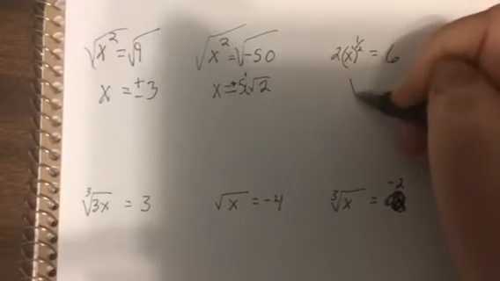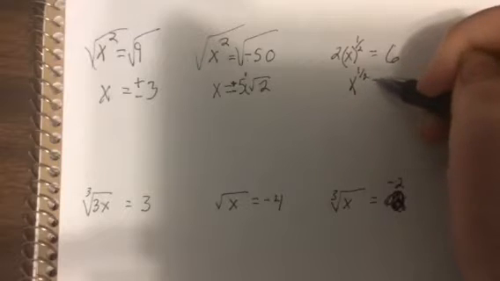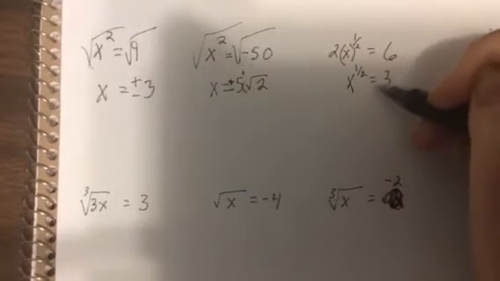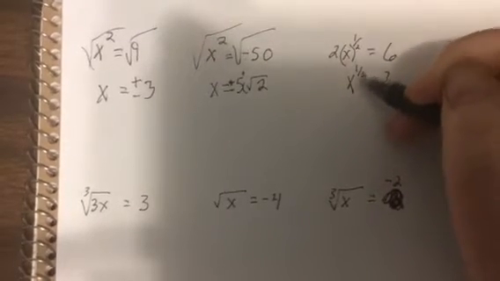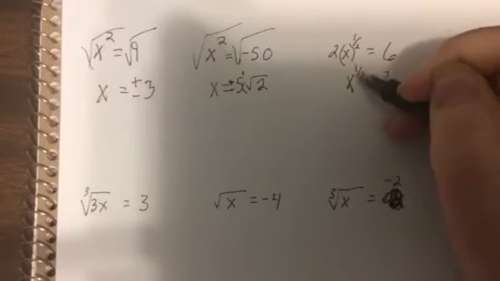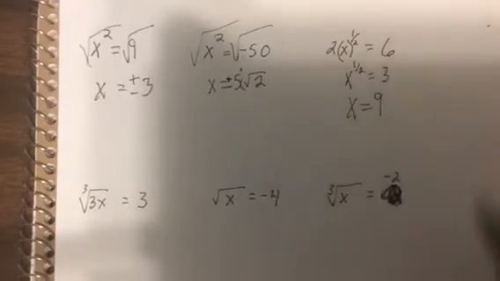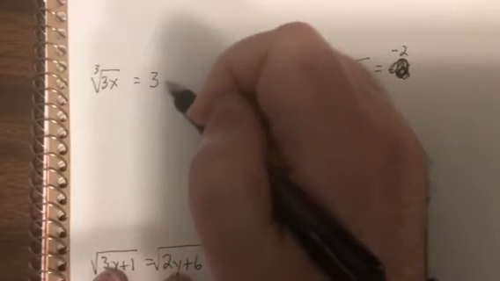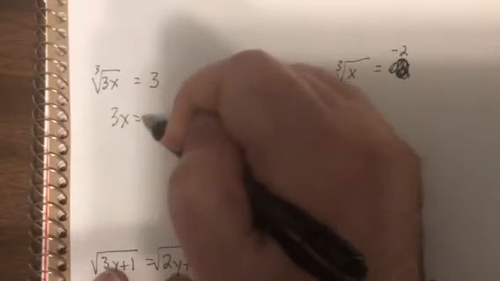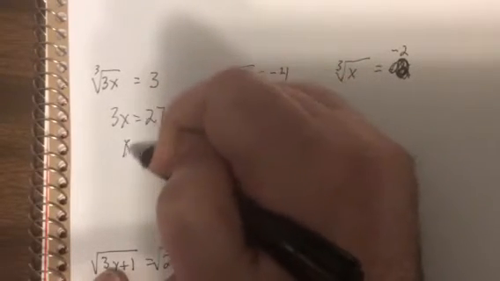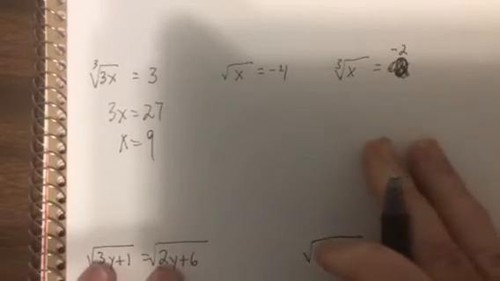Here, divide both sides by 2. So this would be 3, square root both sides, or excuse me, square both sides. Remember, a half is square root. So square both sides, x equals 9. Don't need plus or minus for that. Cube root equals, so you cube both sides, so 3x equals 27. So x equals 9.